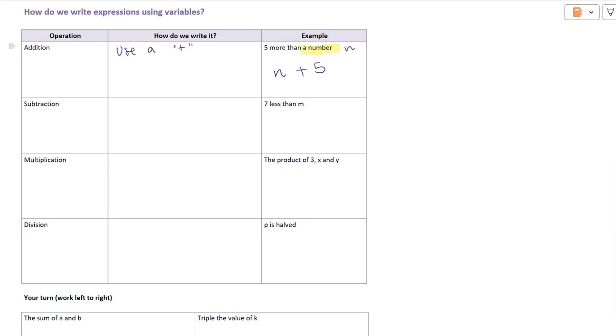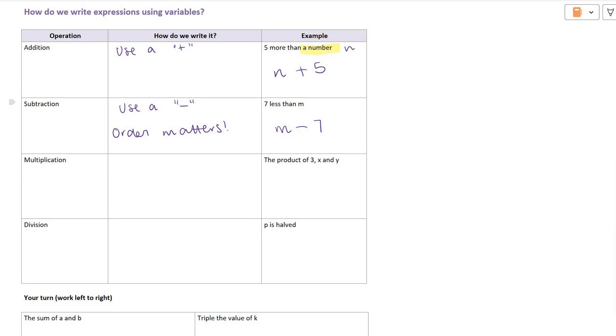For subtraction, we're going to use a minus sign. Now be careful here because the order does matter. Something like 7 minus 4 is not the same as 4 minus 7. I've got 7 less than m, so I'm going to be starting with m and subtracting 7.